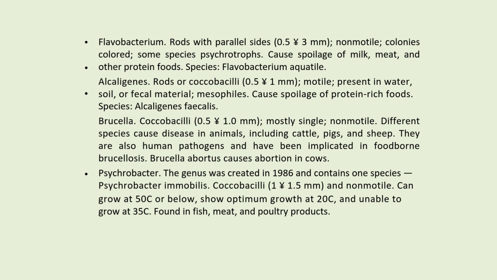Finally, in this section we have Psychrobacter. This genus was created in 1986 and contains one species, Psychrobacter immobilis. They are coccobacilli and non-motile. They can grow at 5 degrees Celsius or below, show optimum growth at 20 degrees Celsius, and are unable to grow at 35 degrees Celsius. They are found in fish, meat, and poultry products.